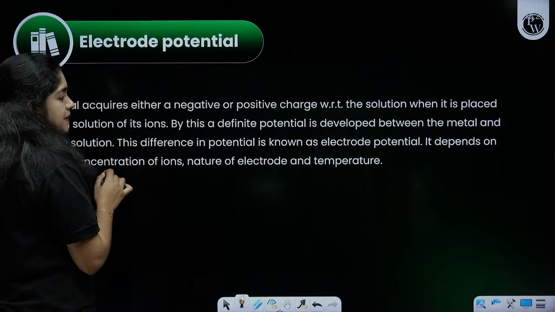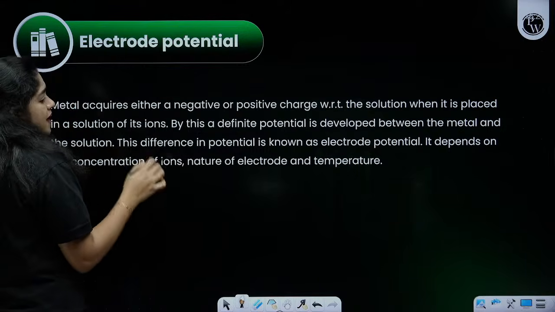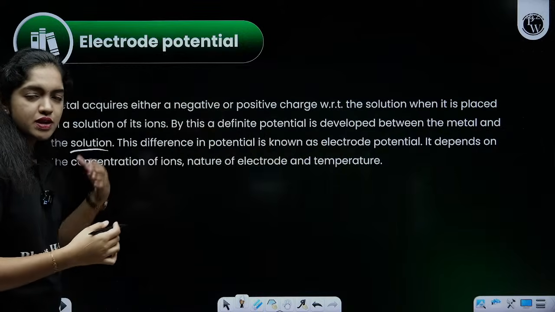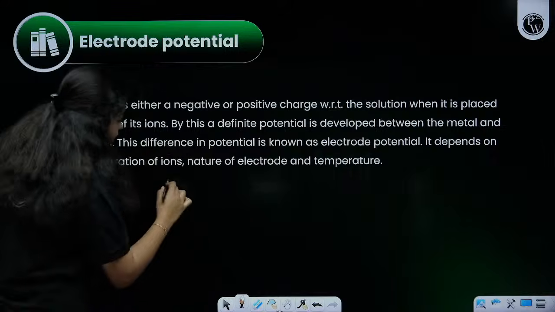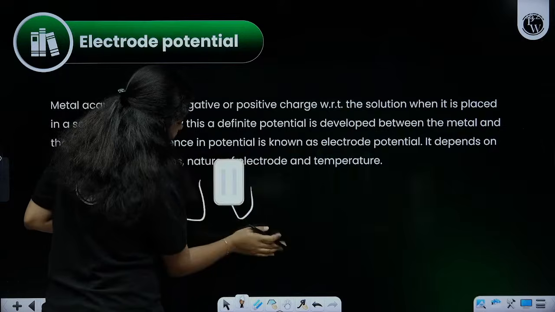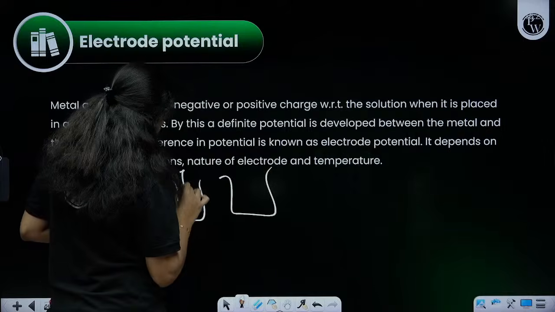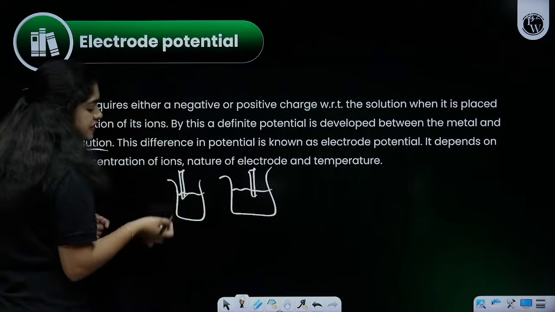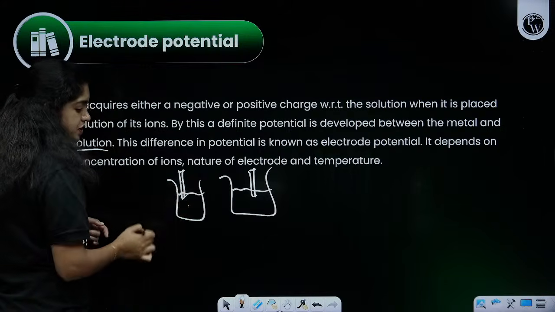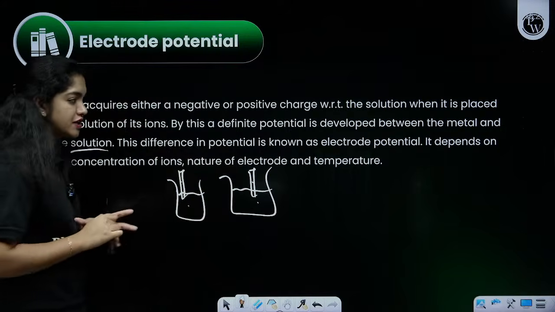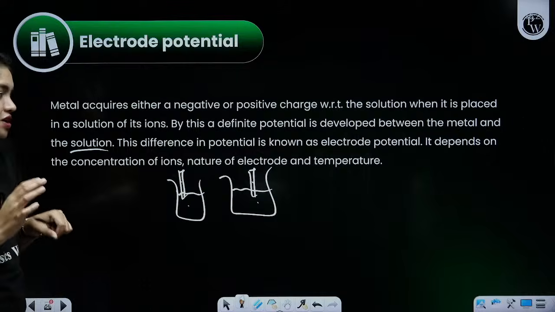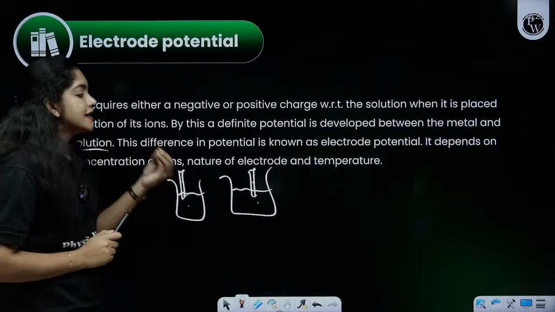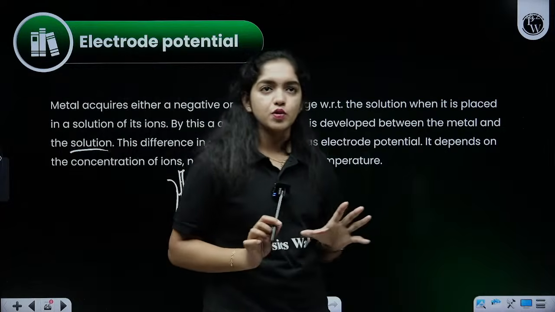So there is a definite potential developed between the metal and the solution. For example, 2 beakers are there, here one metal is placed, here also one metal is placed, and a solution is there. So there is a potential difference between this metal and the solution. That difference in the potential is known as the electrode potential. It depends upon the concentration of ions, the nature of the electrode and the temperature. Okay, clear?